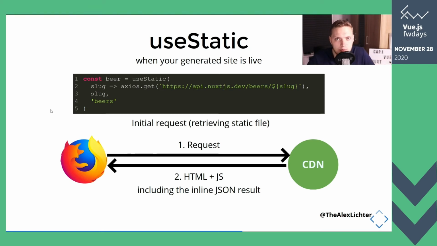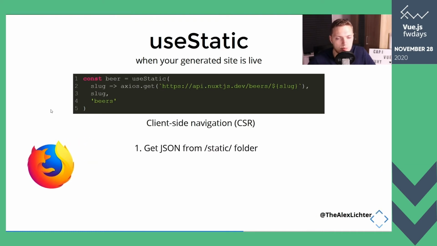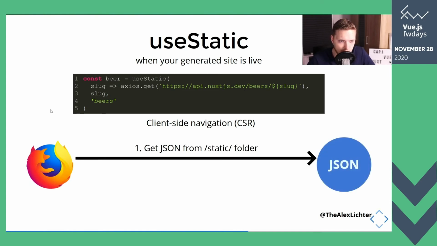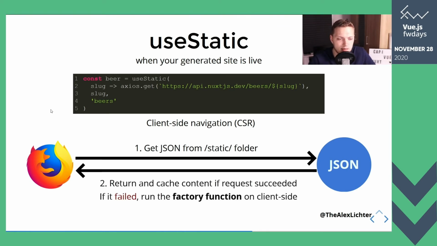It's already inlined in the HTML that has been generated. And on client-side navigation it's a bit different, because you get the JSON from the static folder. So instead of calling an API, instead of calling the factory function, it will ask for the JSON. And if it's there, all good, then you get the content. But if the call to the JSON fails for whatever reason, maybe it's not generated on build, maybe it's a dynamic page and so on, then the factory function will be run on client-side. Anyway, the content will always be cached afterwards.